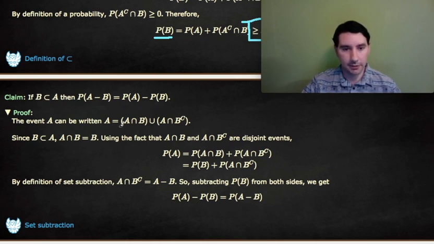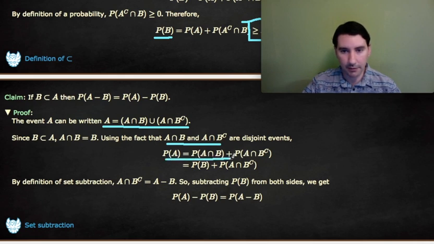So once again, we're going to use this trick that a set A can be written as everything in A that's in B unioned with everything in A that's not in B. And since B is a subset of A, A intersect B equals B. So using the fact that these are disjoint events, we get the probability of A is equal to the probability of A intersects B plus the probability of A intersects B complement. And using the fact that A intersects B just equals B, this is equal to the probability of B plus the probability of A intersects B complement.